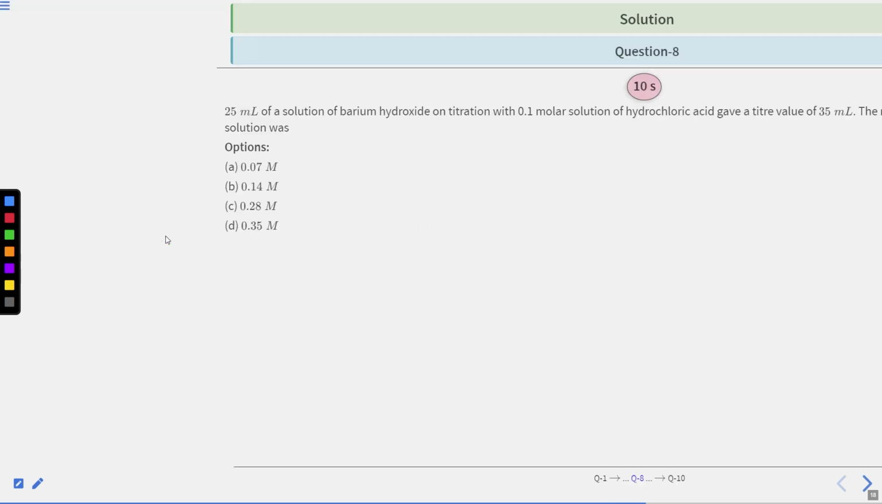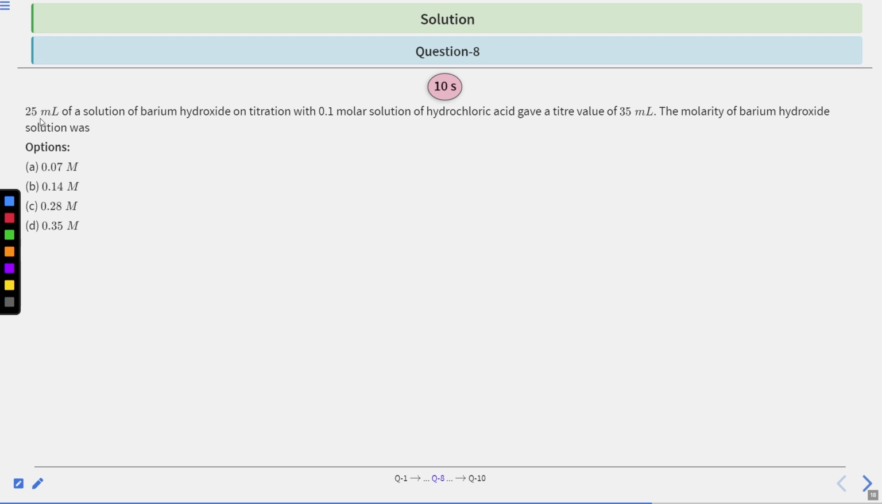Okay, let's move to question number 8. 25 ml of a solution of barium hydroxide on titration with 0.1 molar solution of hydrochloric acid gave a titer value of 35 ml. The molarity of barium hydroxide solution was. So we have a solution of barium hydroxide of volume 25 ml, and on titration with 0.1 molar solution of hydrochloric acid it gives the titer value as 35 ml. So we have to find out the molarity of barium hydroxide solution.